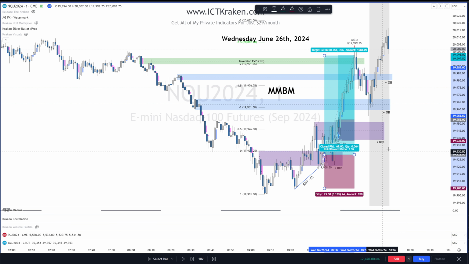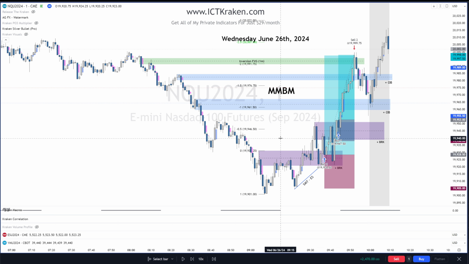So that is your trade, market maker buy model on Wednesday, June 26th, using the Kraken suite of indicators.